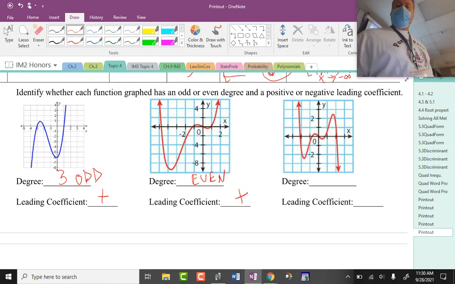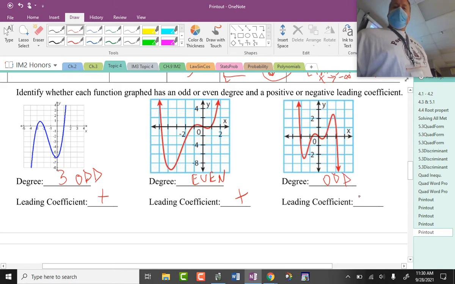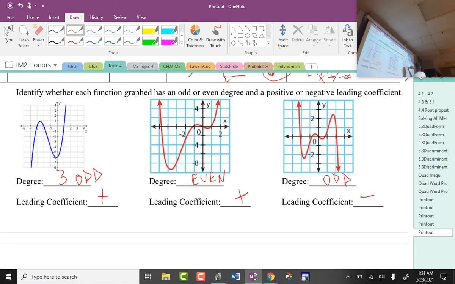Last one, even or odd? Odd. Positive or negative leading coefficient? 3, 2, 1, go. It's a negative leading coefficient because look how it ends to the right. As I plug in big x's, y goes down.